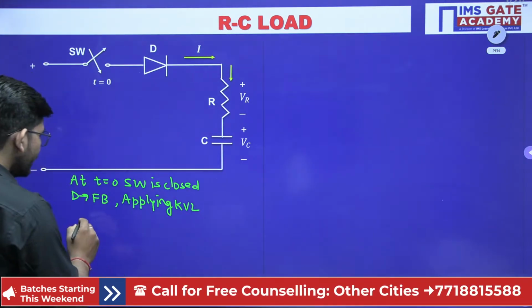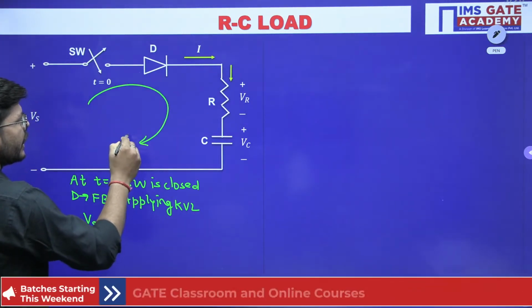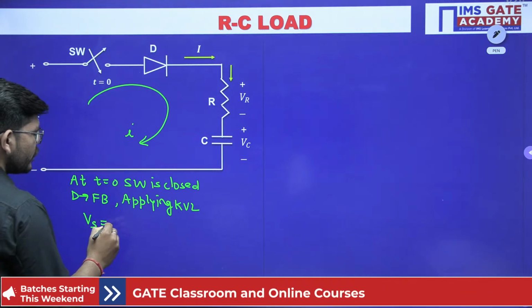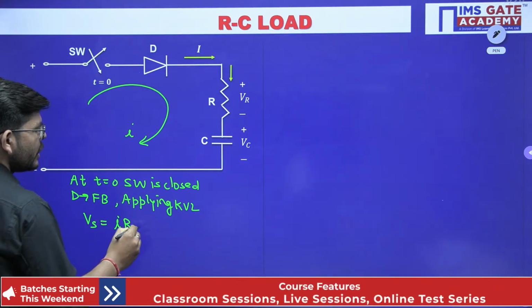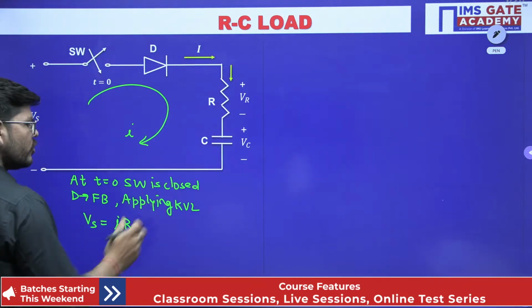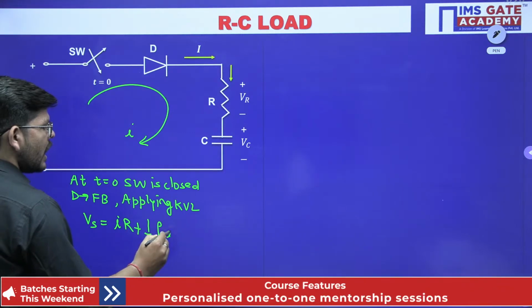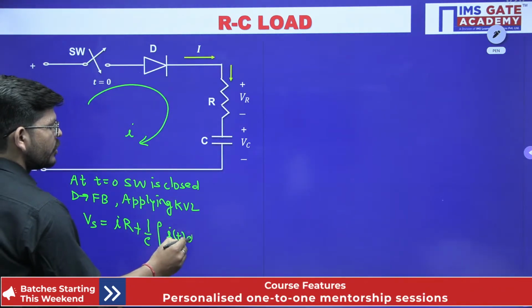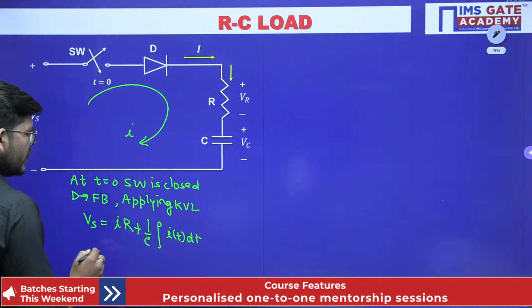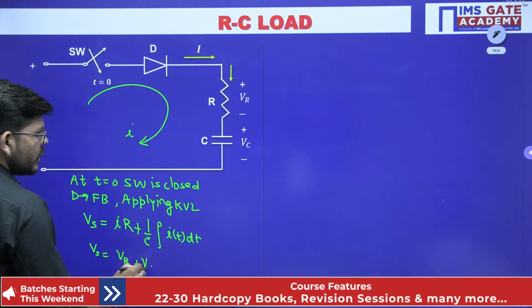Applying KVL will give you Vs equals, there might be a current flowing in this circuit like this. So Vs is equal to I into R plus, this is the drop across the resistance, and the drop across the capacitance will be 1 upon C integral I dt. So this will be the voltage across the resistance and this will be the voltage across the capacitance.